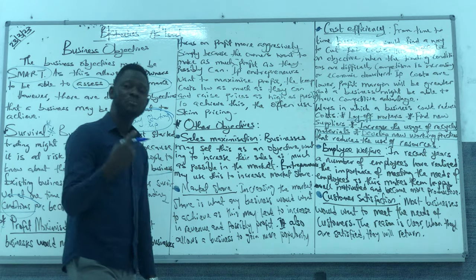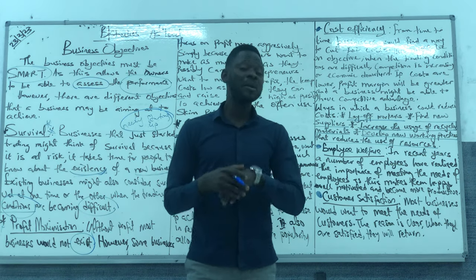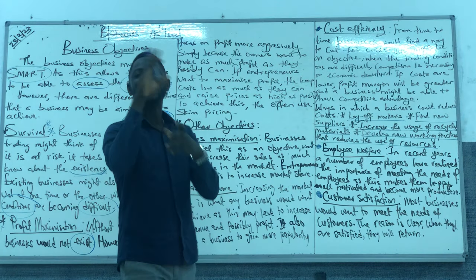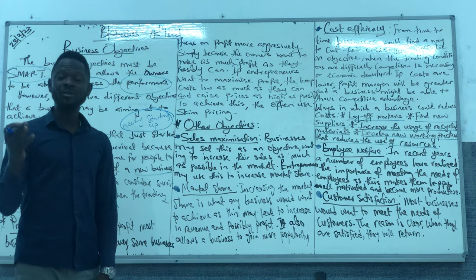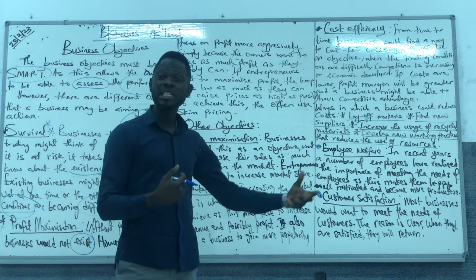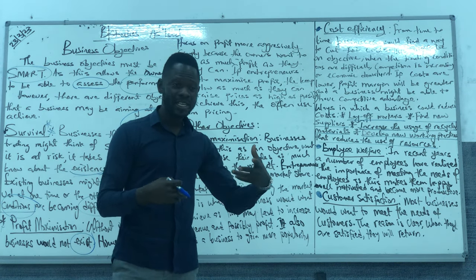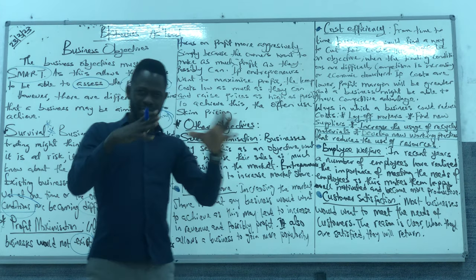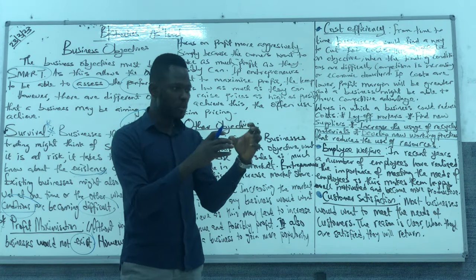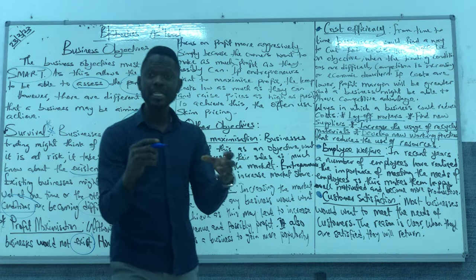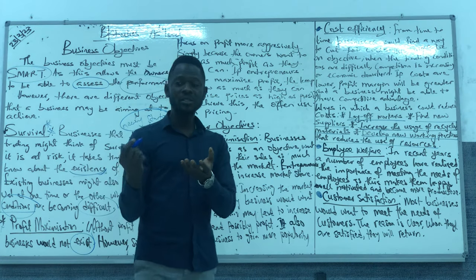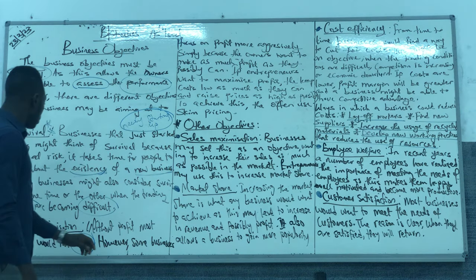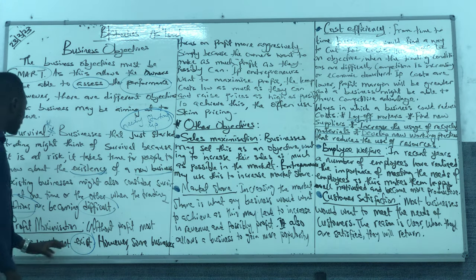For profit maximization, I always say, without profit, most businesses will not exist. People are setting up businesses because they want to make profit. That's why I'm saying entrepreneurs have initiative. They come up with ideas and want to sell them to people to get money. That is the motive. As soon as people buy it, the money comes and they can make profit. So without profit, most businesses will not exist.